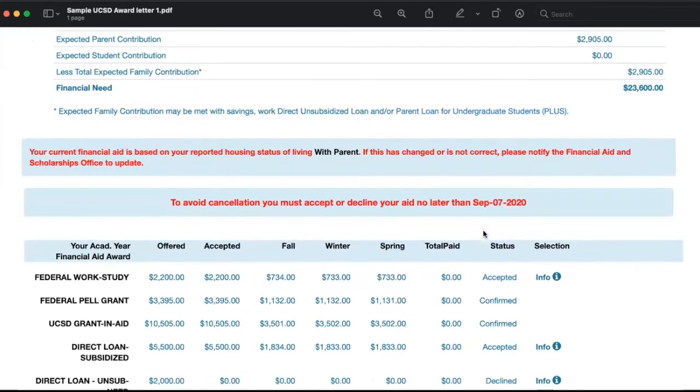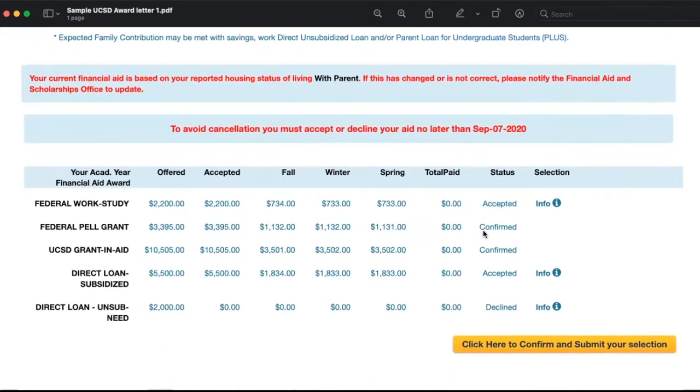So we're going to go through some of the awards that this student received. Again, every financial aid award letter is going to look a little different. This student did qualify for a few different grants, federal grants, and scholarships and aid. So we'll go through a few of them, what they received.